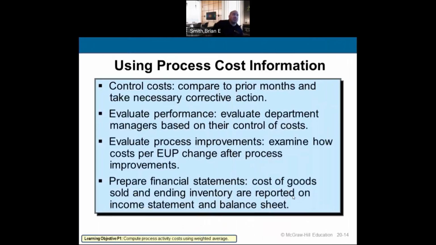Using process cost information, this is the reason why we do it, all right? We want to control our costs. If we find that something is increasing costs, we want to take action and get it fixed. We want to be able to evaluate managers on how they're controlling their costs. And we want to make sure our equivalent units of production help us improve our process. And then, of course, for our financial statements, we need to know how much we've sold and what's in our ending inventory so we can put it on the income statement and the balance sheet, respectively.